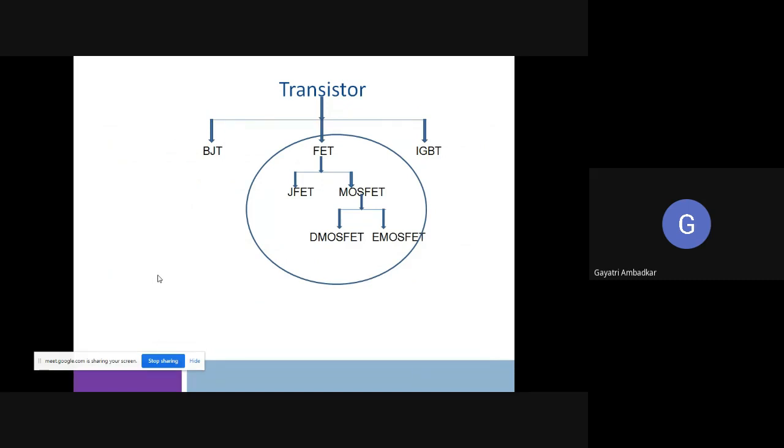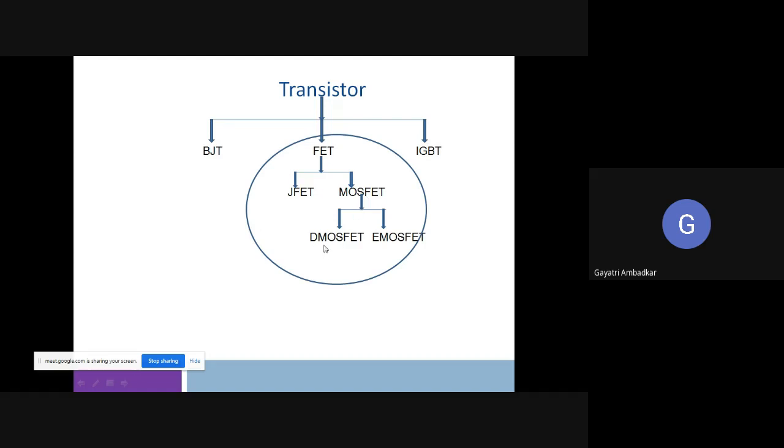Then we have seen the classification of transistors as bipolar junction transistor, field effect transistor, and insulated gate bipolar transistor. We are about to focus on FET family because we have to learn MOSFET in this second year. So you have already done with bipolar junction transistor and JFET in your first year. So now we'll be dealing with MOSFET.